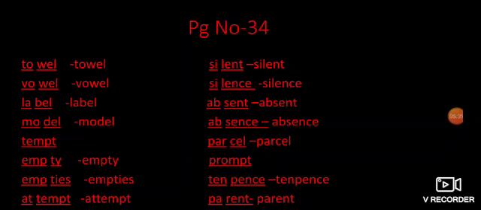Ten, one syllable. Pence, one syllable. See, 10 pence means 10 pennies. In British money, 10 pence means a 10 paisa coin. That is called 10 pence.